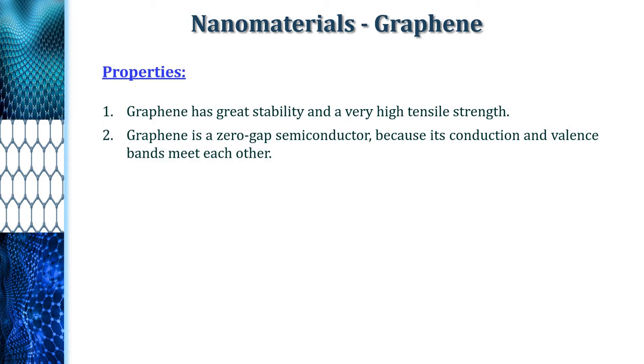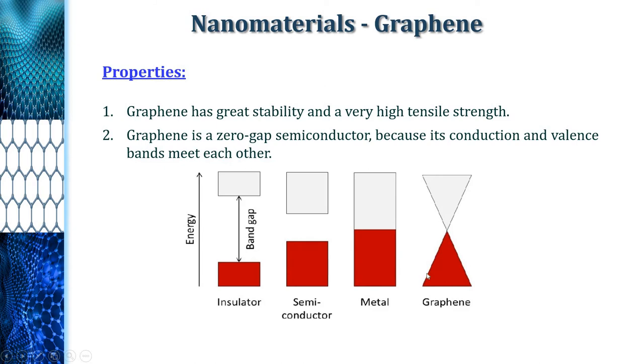Graphene is a zero gap semiconductor because its conduction and valence bands meet each other. In case of metal, the conduction and valence bands overlap, so there is no gap. In semiconductors, there is a small gap between the conduction band and the valence band. In insulators, there is a large gap. But in graphene, the valence band and the conduction band meet, and it is only one atom thick.